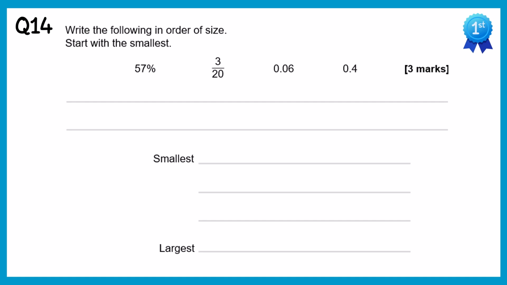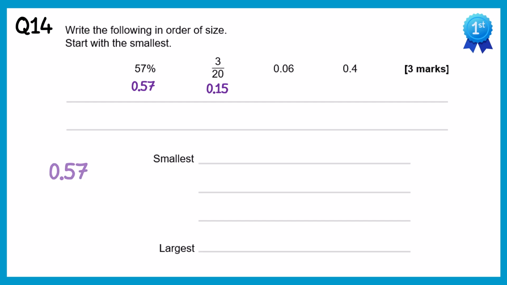In this question, we need to write these in order of size, starting with the smallest. The easiest way to do this is to convert them all to decimals. To convert 57% to a decimal, you divide it by 100. This is 0.57. You can convert a fraction to a decimal on your calculator by simply typing it in and pressing the S-D button, or possibly if you have a new calculator, pressing a format button. This will give you 0.15. And the last two are already decimals.